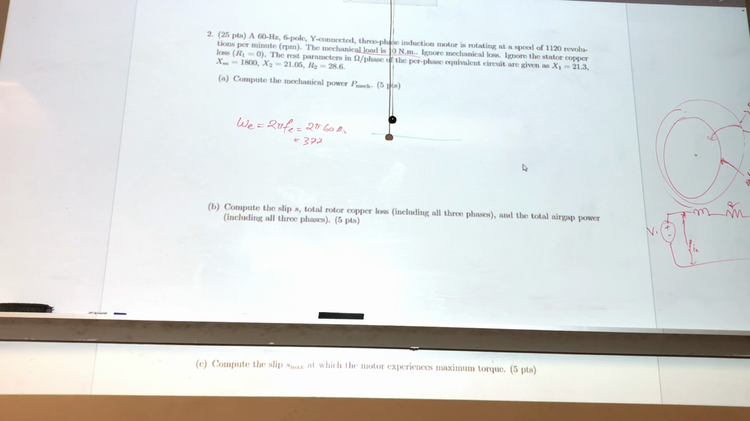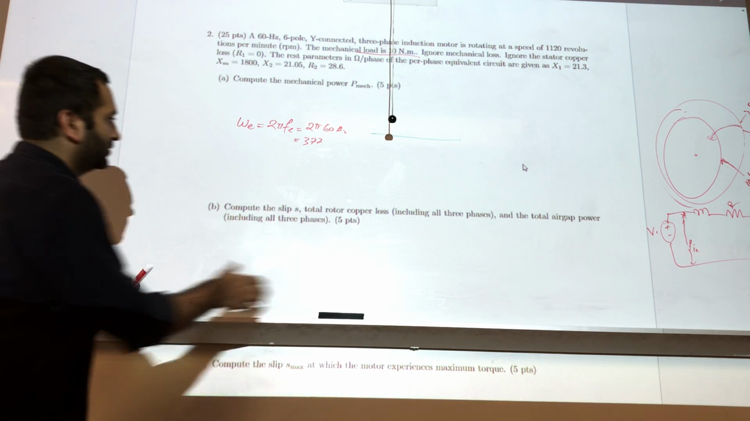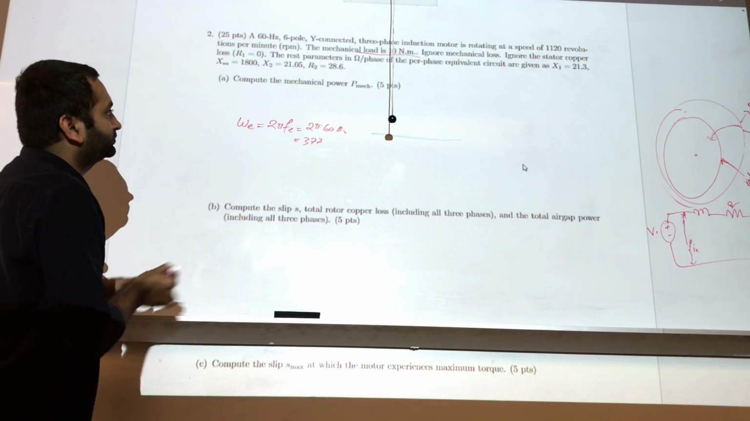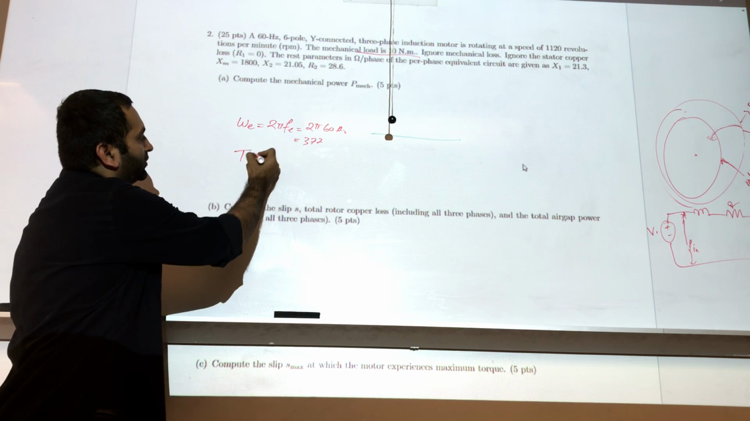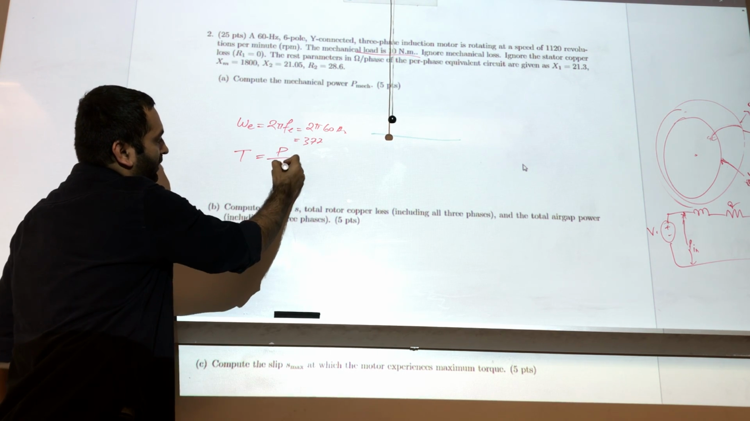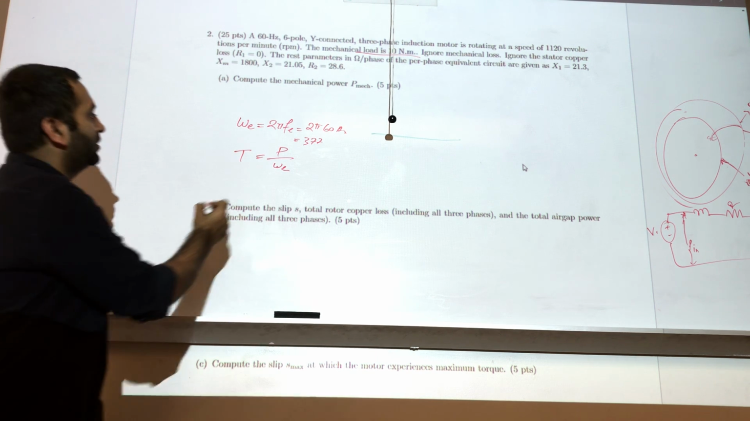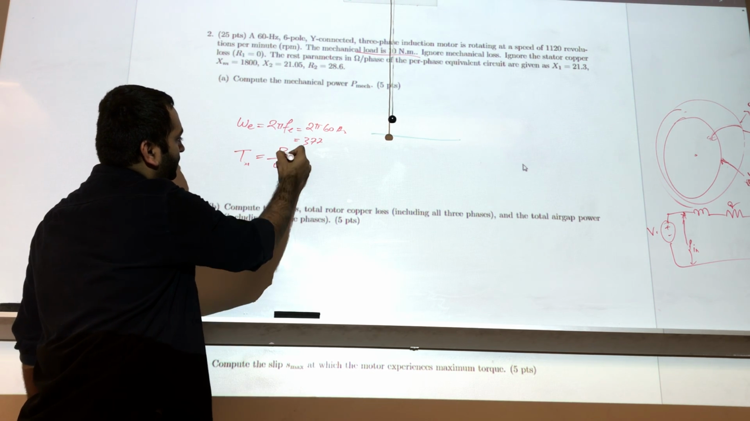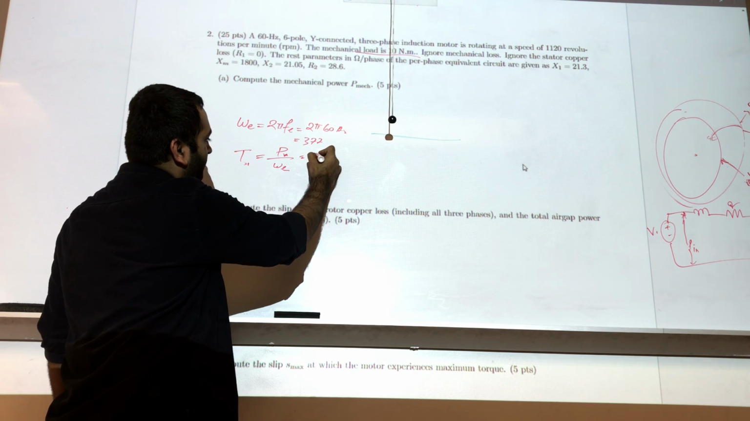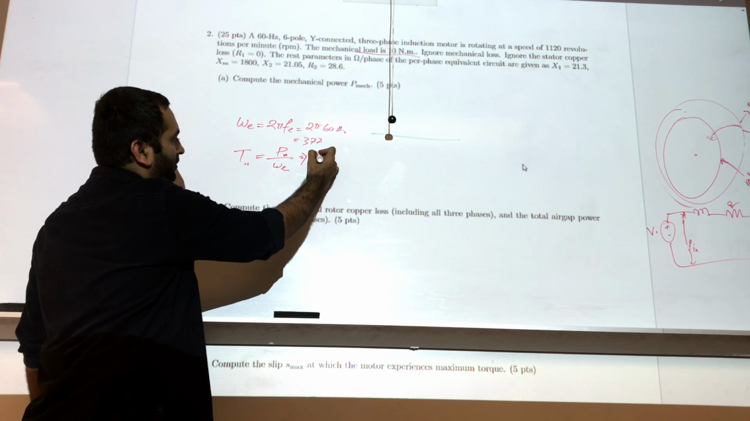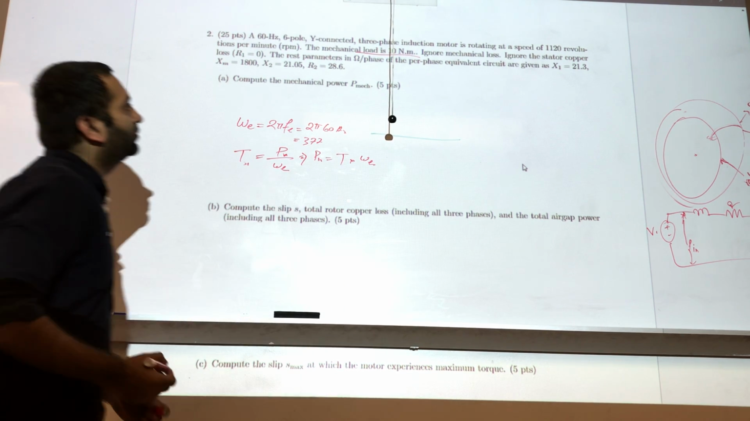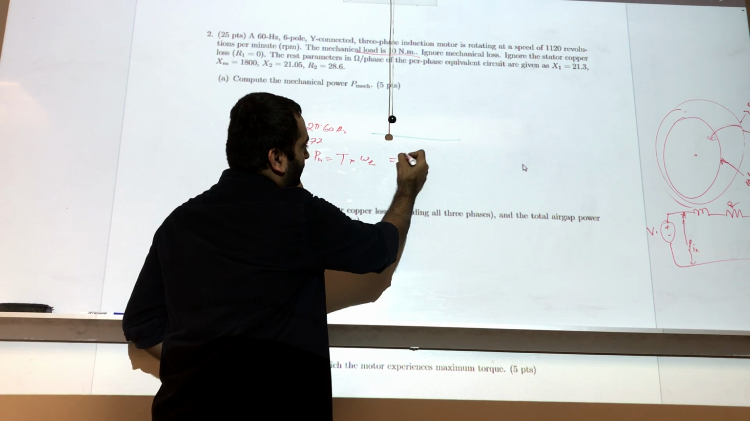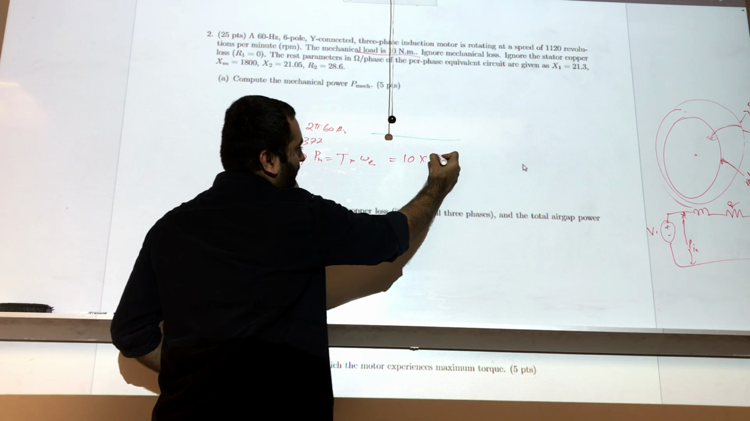Is it clear? I can write the equation here. So what is torque? Torque equals P over omega E. So when you find the power, it equals T times omega E. The torque is 10 Newton meters, so 10 times 377.